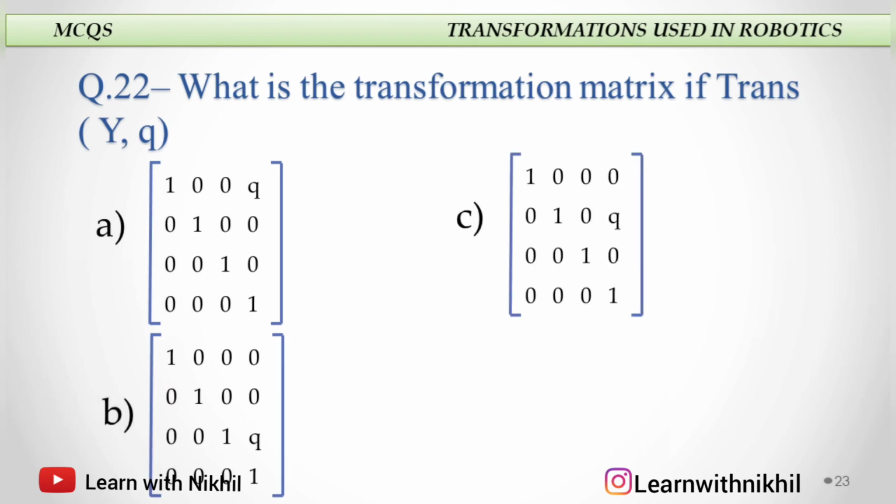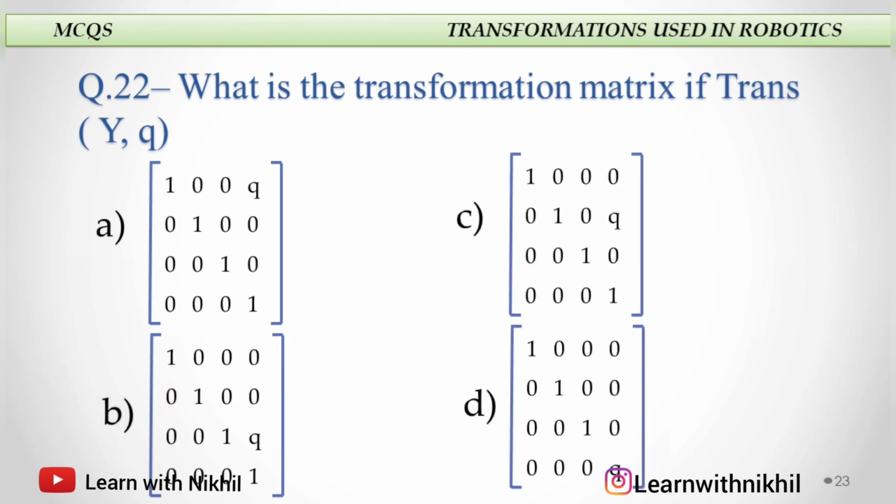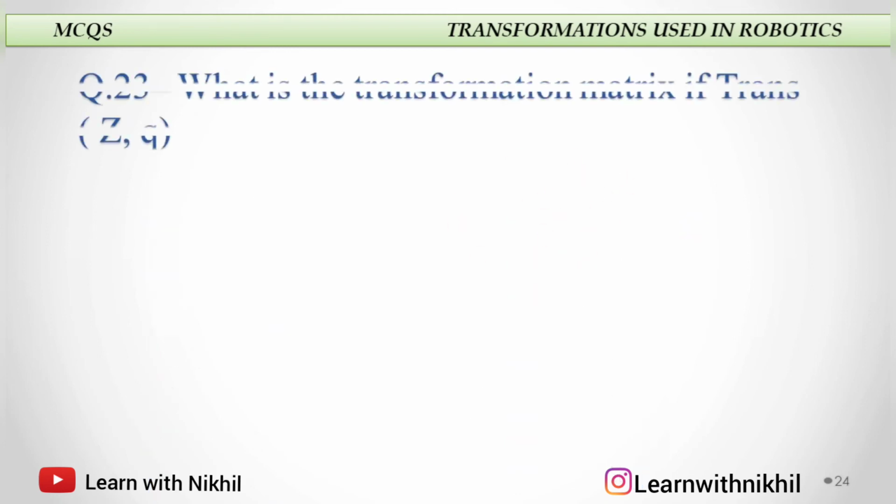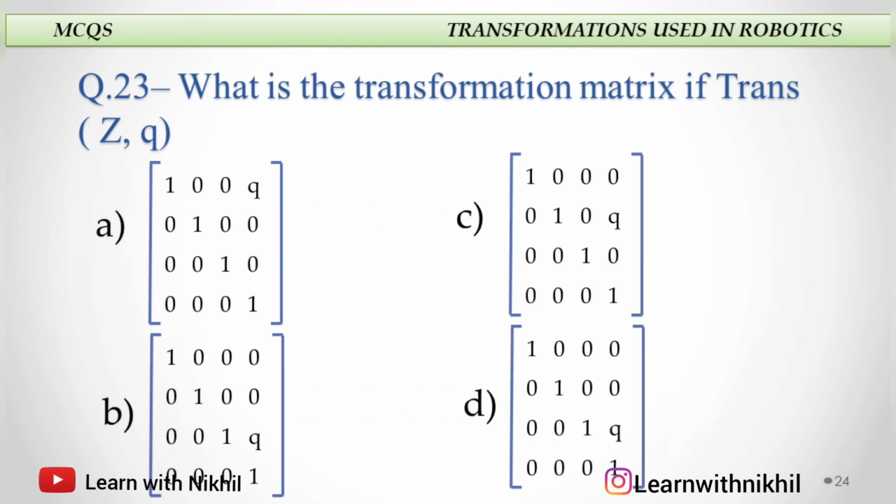Similar question. Now here you have been given y. So as I told earlier, here it is y. So it is moving in y direction q units. So this is the transformation matrix. And the final, z. If it is moving in z direction for q units, this is the transformation matrix.